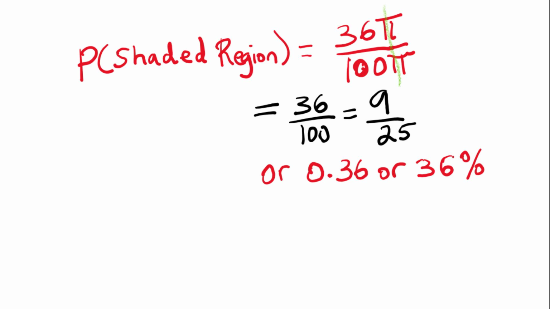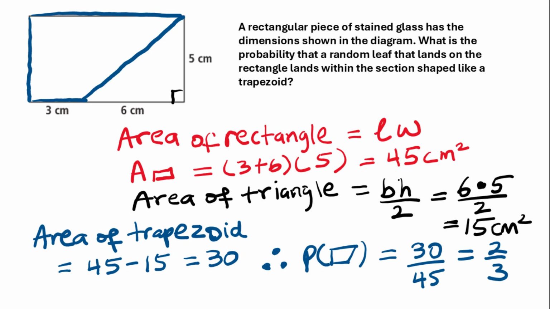A probability can be expressed in fraction or decimal or percent. Now, let's consider a rectangular piece of stained glass. We need to find the probability of a random leaf landing in the trapezoid section.